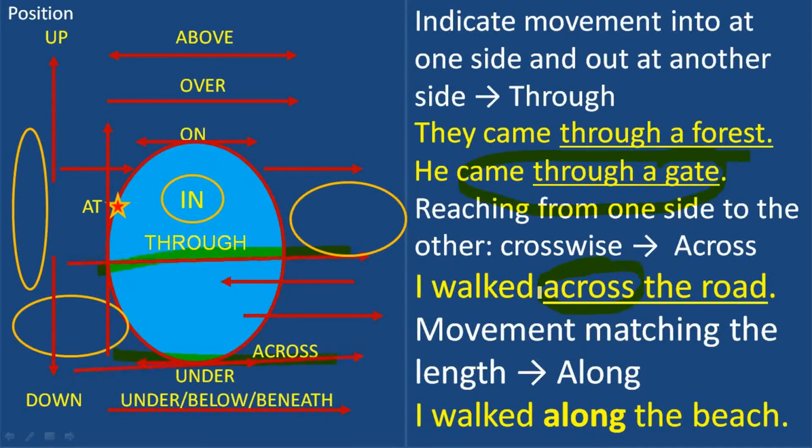But if you go horizontally, if you go vertically from one side, that time you should use along. For example, I walked along the beach. Here I'm walking along the beach from one side, but my direction is vertical. Okay, that time we will use along.